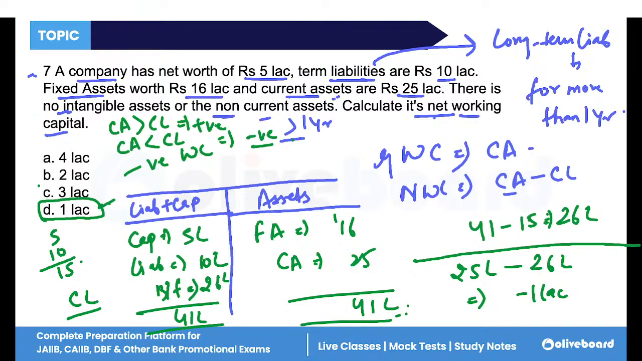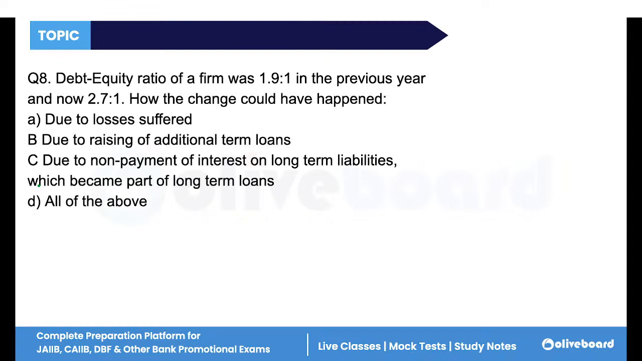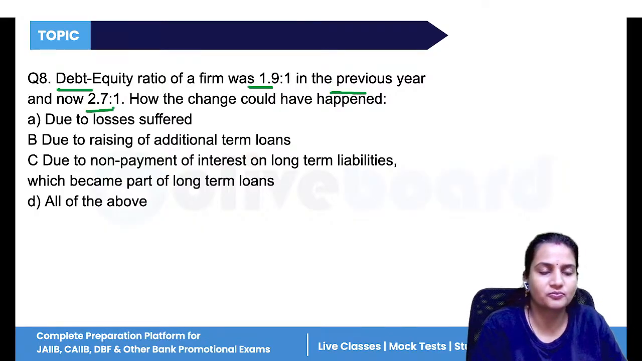Any doubt to anyone in this question? So this is how we're going to solve some numerical questions in this batch. Now, next question is about the debt equity ratio of a firm, which was 1.9 is to 1 in the previous year, and it is 2.7 is to 1.